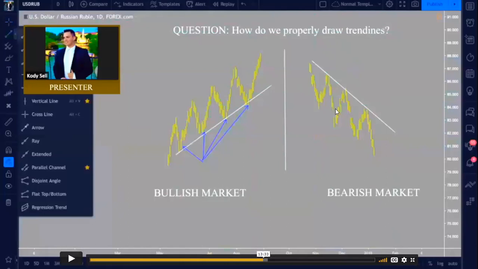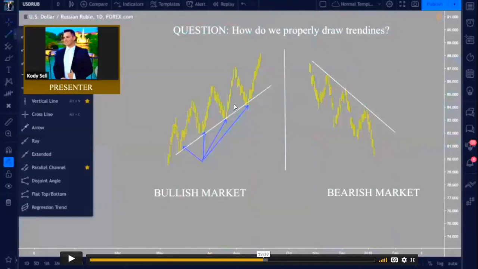So does everyone understand that a bullish market makes higher highs and higher lows, and a bearish market makes lower lows and lower highs? Yes. And everyone understands where the trend line goes? Yes. All right.